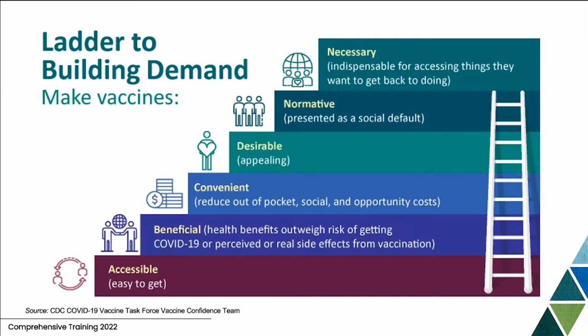Or in some cases that it's necessary, so that you have to get vaccinated to do the things you want to do. And that's when we get into discussions around vaccine requirements and other policy things we can put into place to make it so that people get vaccinated. The important thing to remember about this ladder to building demand is that you don't want to reach for those top rungs unless you've really done what's on the bottom rungs of the ladder, meaning you have to make sure that vaccines are accessible, that the services are convenient, that they're seen as something you want to be engaged with before you start talking about requirements that can have a backlash effect.